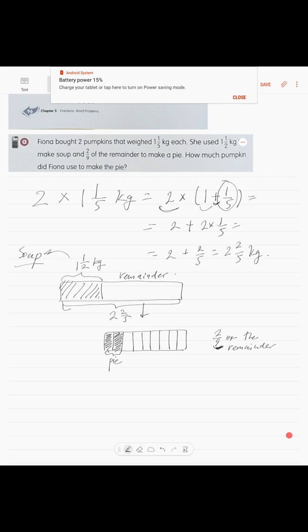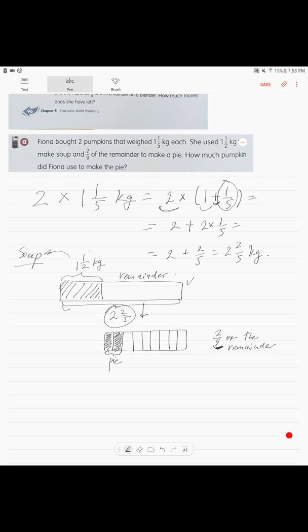First, from here, in this step, we can find the remainder. Okay, I got it. Battery low. We know the total weight. We know how much she used for the soup. What is the remainder? The remainder is how much pumpkin she has left. 2 and 2/5 minus 1 and 1/2 kilogram. Right? 2 minus 1, 1. Let's write the fraction. Sorry.